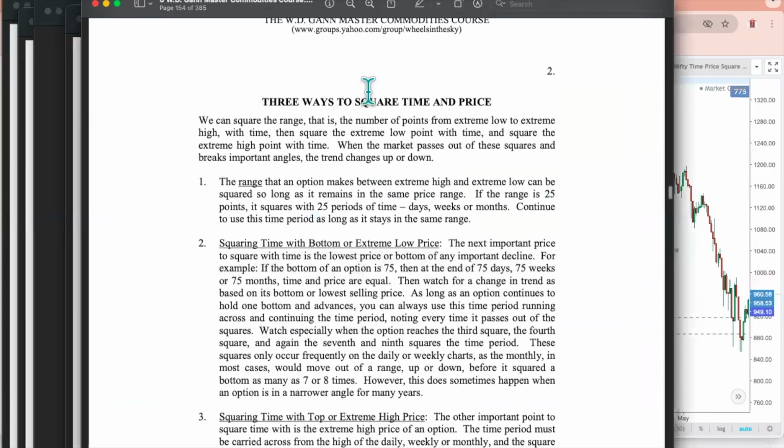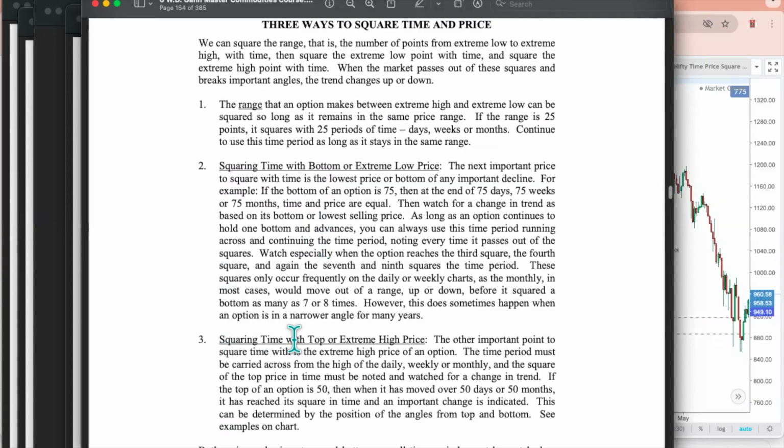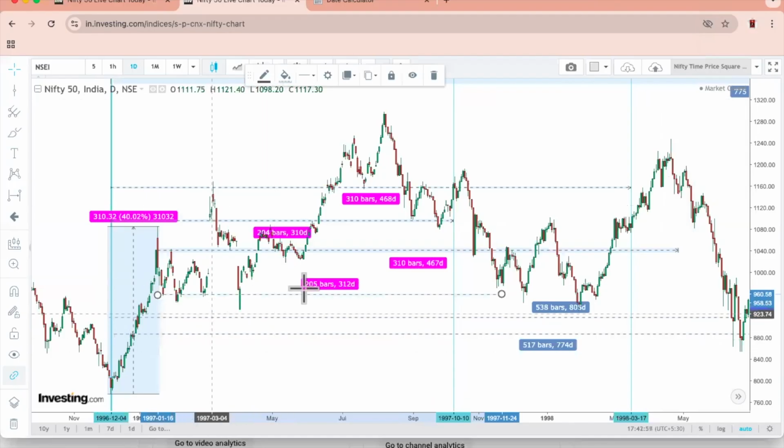The calculations are based on three ways to square time and price. And as per Gann, this was an important discovery, that we are considering squaring of range. That is the first thing. We can consider squaring of time with bottom. That is the second point. And we can also see squaring time with top. So whenever there is an extreme high price, we can square from it. Same way, we can square from an extreme bottom price, and in the third way we are able to square with a range also. Naturally, all these things we can implement on various highs and lows.